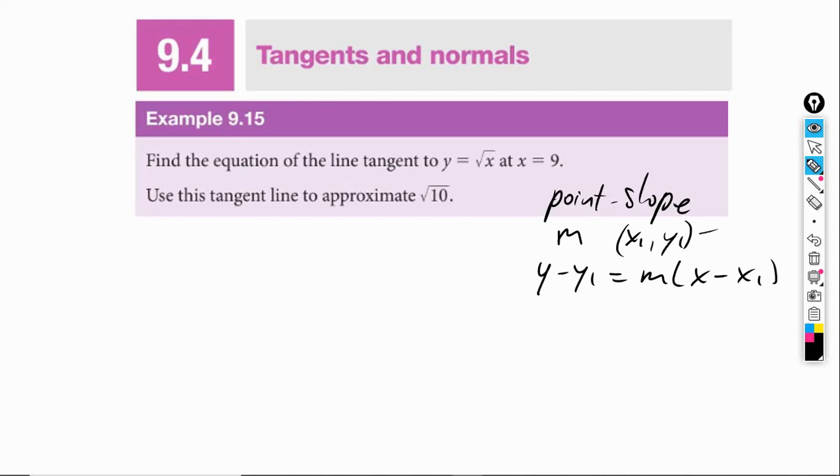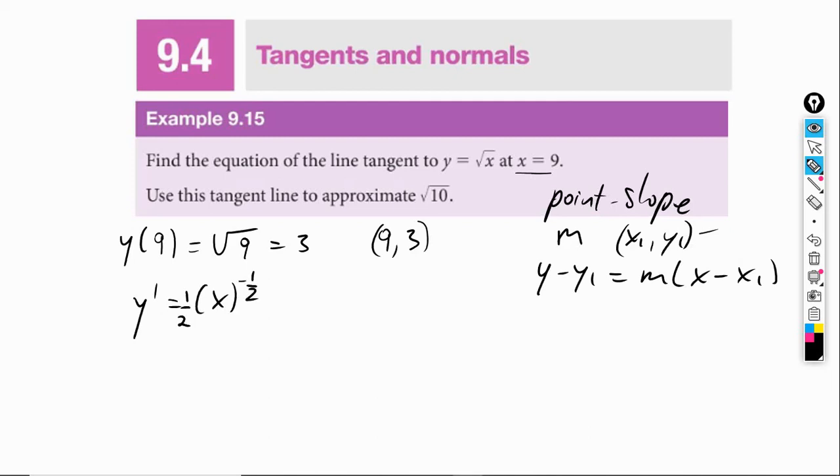Okay, so for the point, we can just use the fact that x equals 9. So when x equals 9, y of 9 is equal to the square root of 9, which is 3. That means that we have the point 9, comma 3. And that is the point of tangency, where they want us to find the equation. So for the slope, we need the derivative. Remember that the derivative of square root of x is like considering the derivative of x to the power of 1/2. So notice that this is the same as 1 over 2 times square root of x.